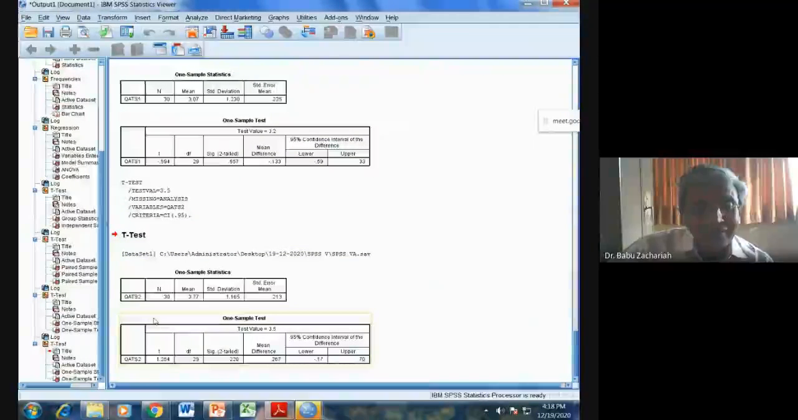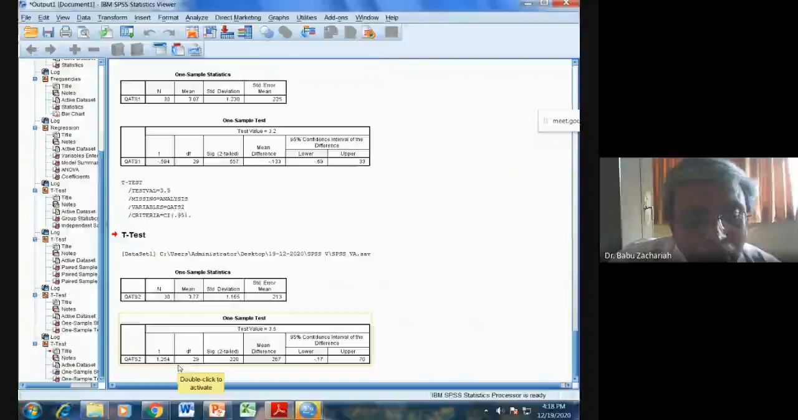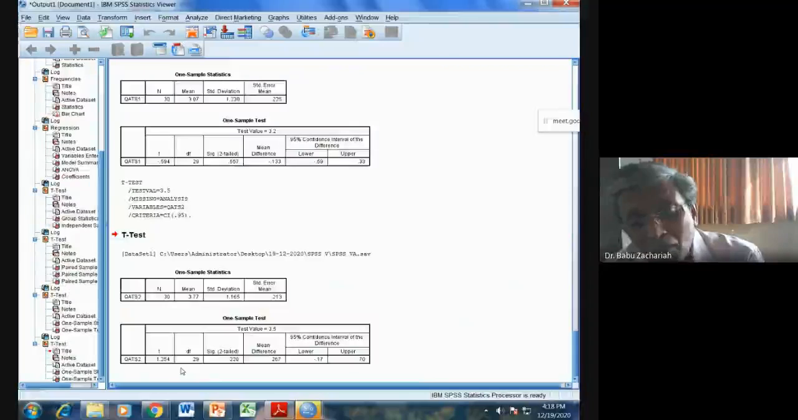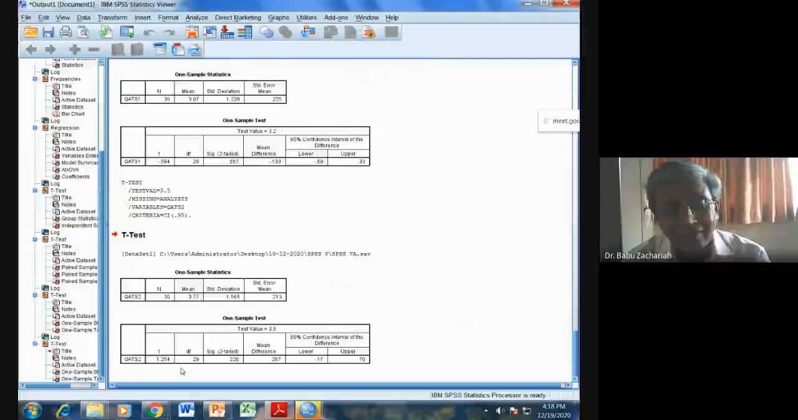So here t-value is 1.254, and the two-tail significance is 0.22, and we need one-tail significance. So divide by 2, so you get 0.11, much larger than 0.05. Falls in the acceptance region. Again, the null hypothesis, which says that mean quartz 2 is 3.5, will be accepted.